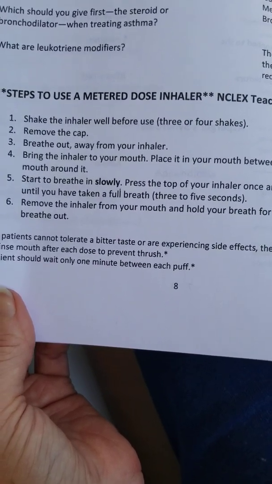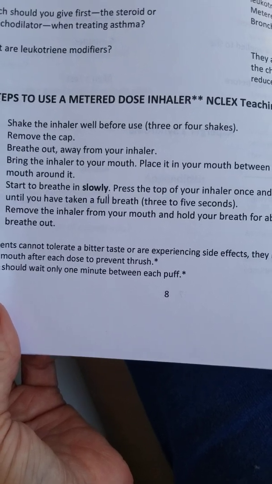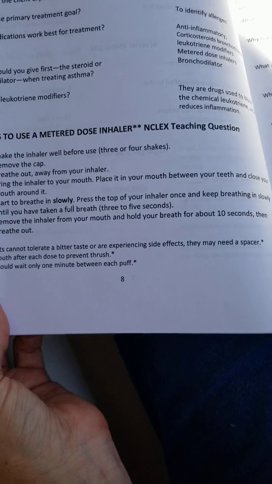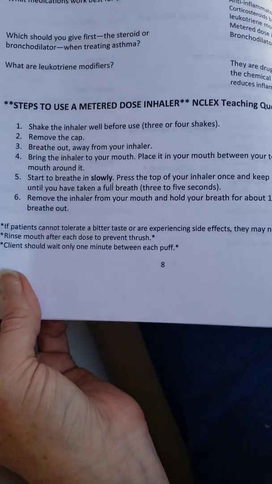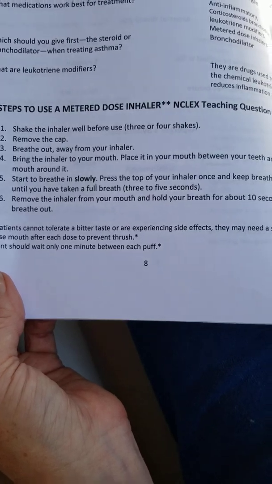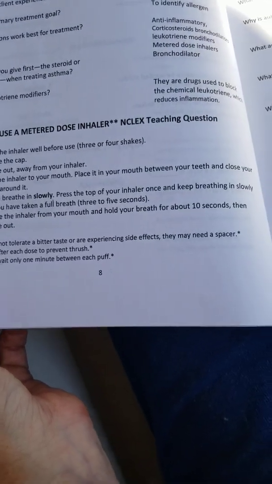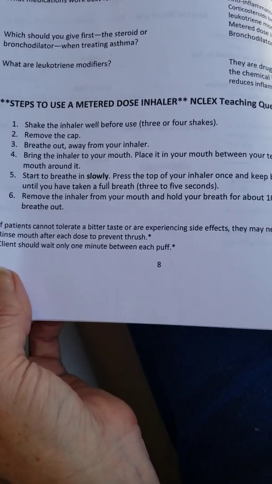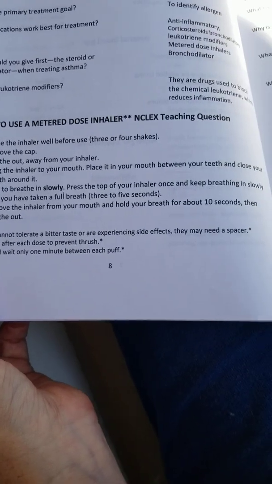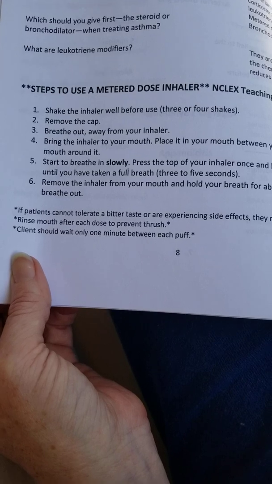Remove the cap, breathe out away from your inhaler. Bring the inhaler to your mouth, place it in your mouth between your teeth, and close your mouth around it. Start to breathe in slowly. Press the top of the inhaler once and keep breathing in slowly until you have taken a full breath, 3 to 5 seconds. Remove the inhaler from your mouth and hold your breath for about 10 seconds, then breathe out.